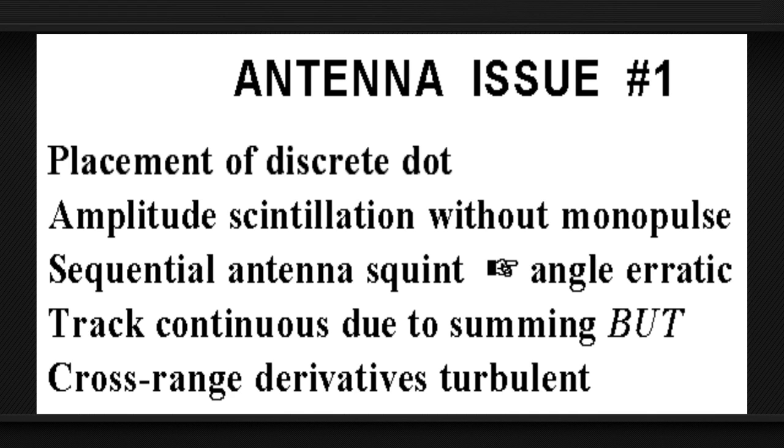Immediately, the calculation is degraded by anything disturbing the placement of that discrete dot. In the earlier video, I mentioned amplitude scintillation. Radar echo strength can change by well over 10 dB in just a few milliseconds. Without monopulse, antenna squinting occurs sequentially, left and then right for azimuth, up and then down for elevation. Sudden changes in signal strength make the angle measurements extremely erratic.